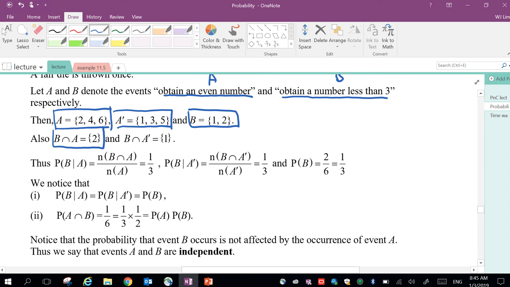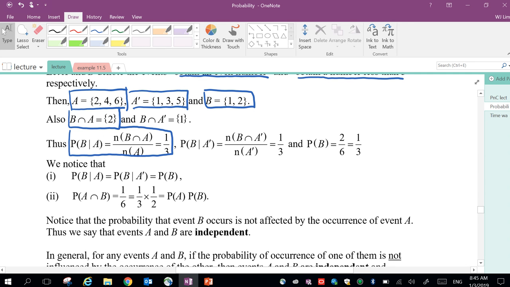Next, I'm going to find the probability of B given A. The probability of B given A will be the number of outcomes in B intersect A over the number of outcomes in event A. For B intersect A there is only one outcome, and the number of outcomes in A is 3, so 1/3. Clear about that? So if I tell you A happens, what's the probability of B happening? 1/3.